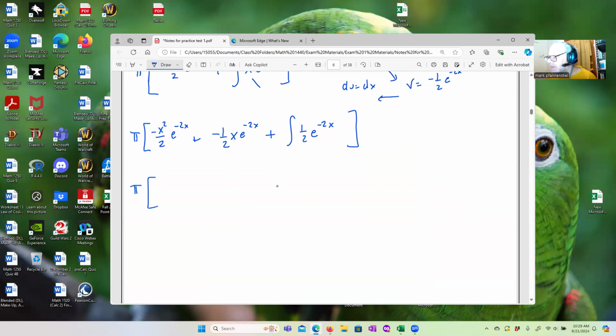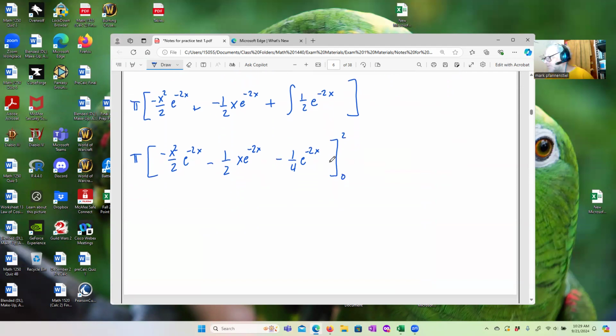We have pi times negative x squared over 2 e to the negative 2x minus 1/2 x e to the negative 2x, and then we're going to integrate this. We have minus 1/4 e to the negative 2x, going from 0 to 2. So let me show you a couple of things now that we're done with the integral. We don't need a plus c because we have a definite integral.